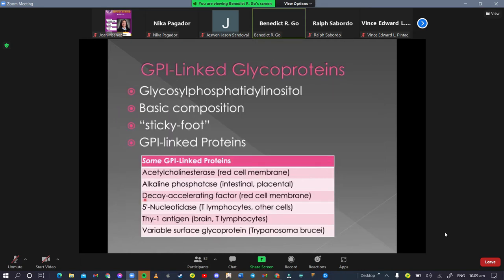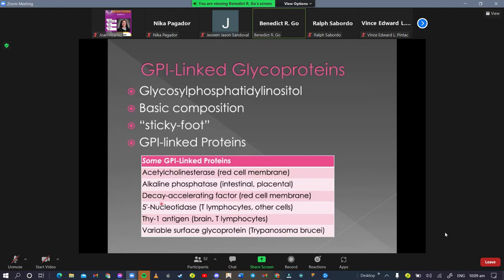Okay, the third class is your GPI-linked glycoproteins. GPI-linked glycoproteins. So remember, who was that who answered first? Glycosyl phosphatidyl inositol. That's the basic composition. It's also called sticky foot. And those proteins I was mentioning earlier, very common ones are your acetylcholinesterase and your alkaline phosphatase. These are all GPI-linked enzymes or proteins.